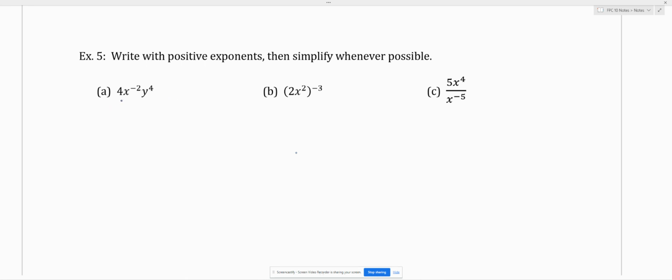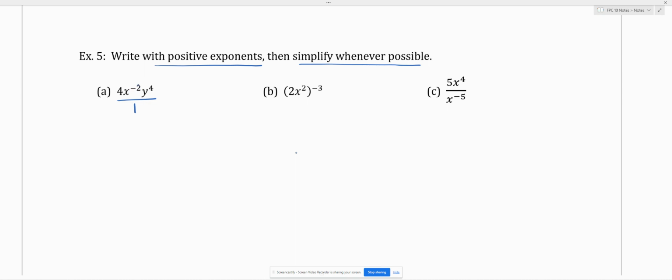Now, this first one, you can put the whole thing over 1. So now you can see clearly, oh, there's a top and a bottom here. So right away, I'm going to remove this negative exponent. First, it says write with positive exponents is our goal. And we're going to simplify if we can with anything else. In this case, there's nothing to simplify other than moving it to make it a positive exponent.